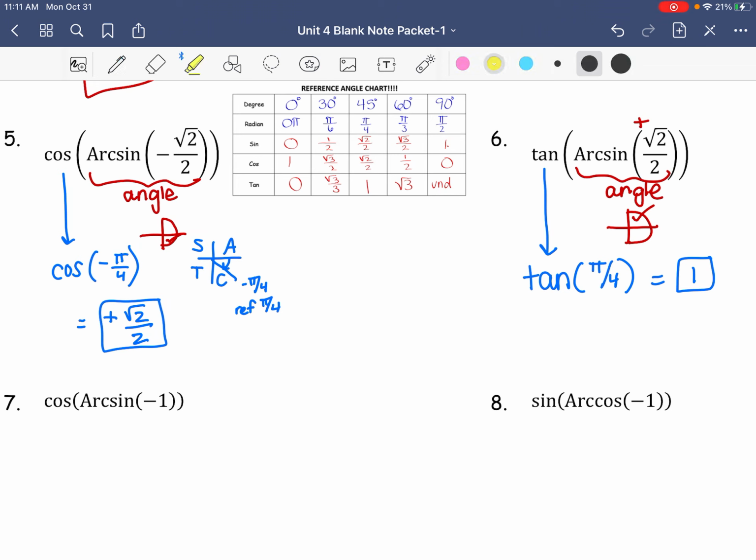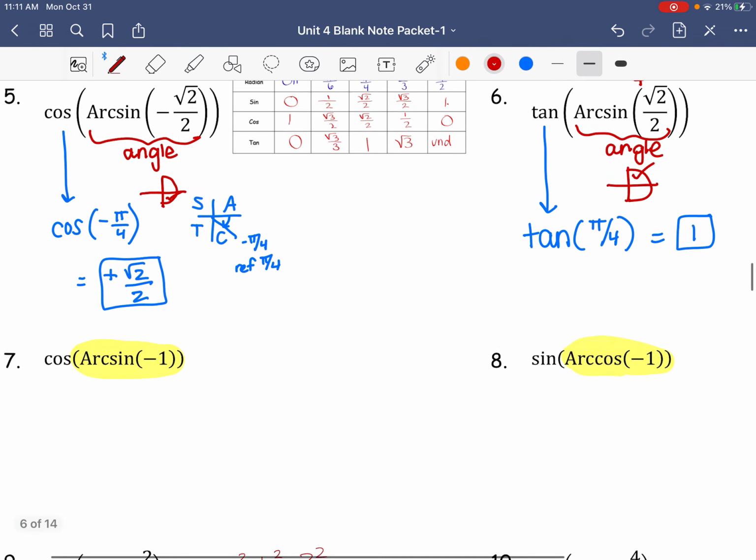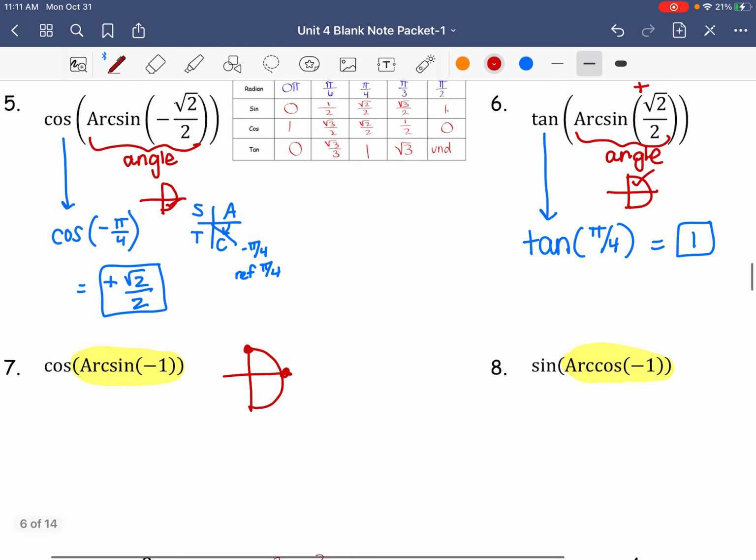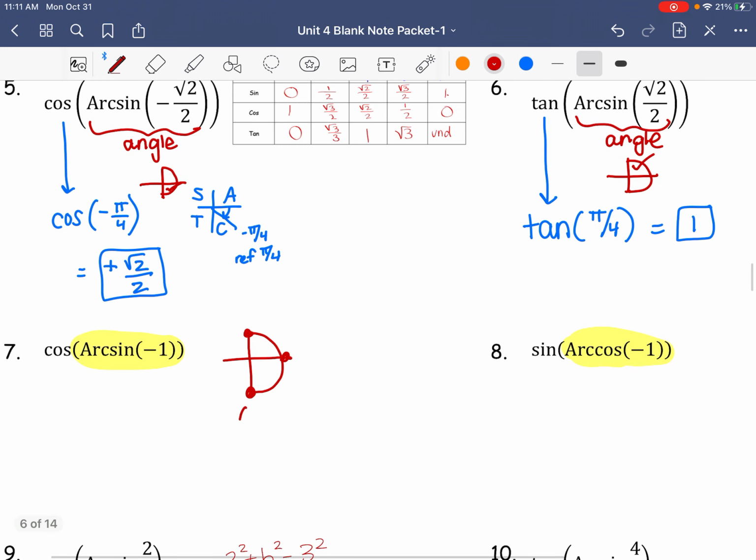Okay, last two. Inside here, arc sine -1 and arc cosine -1. Those are our special cases, which means they're not in a quadrant, they're on the axis. Let's figure out where. Arc sine can be here or here. I need to think about where the y-coordinate is -1, and it's right there. And the angle that is straight down is negative pi over 2. So I can replace that with negative pi over 2.